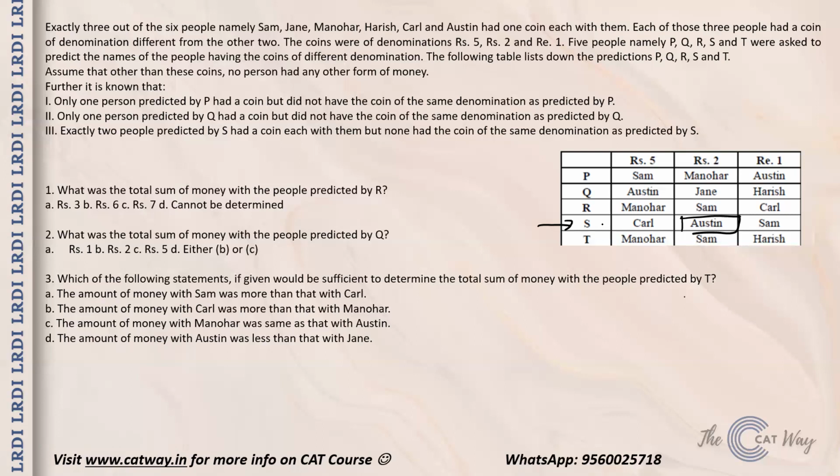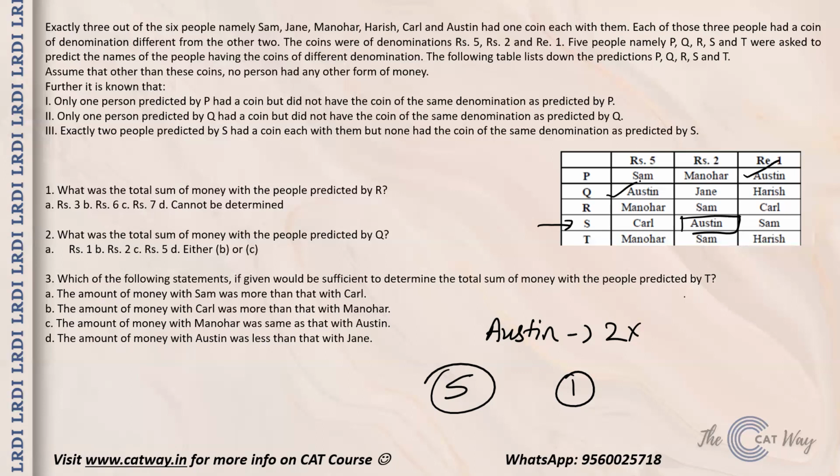Because S predicted two people, and one of them is Austin, but none of them have the same denomination, Austin is not going to have a 2 rupee coin. If Austin has a coin, definitely it is a 5 rupee or a 1 rupee coin. From P and Q also, Austin will be a person who has a coin.